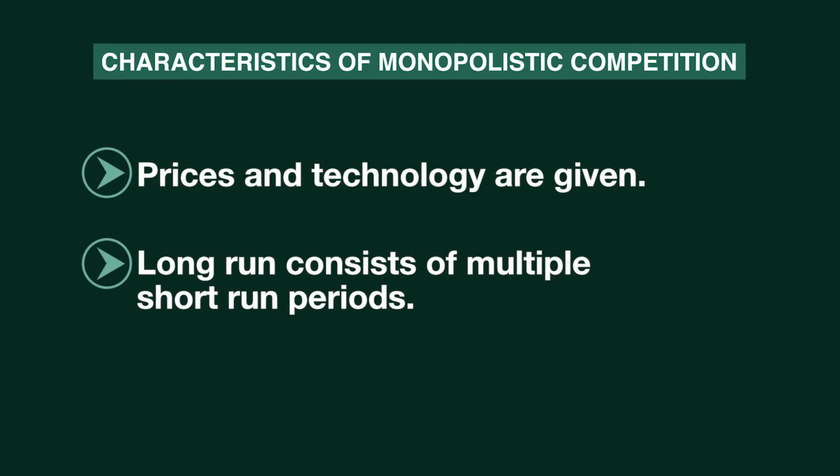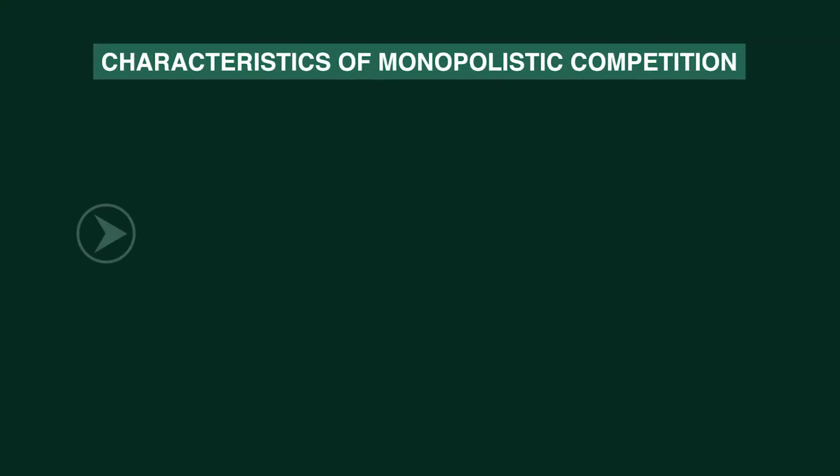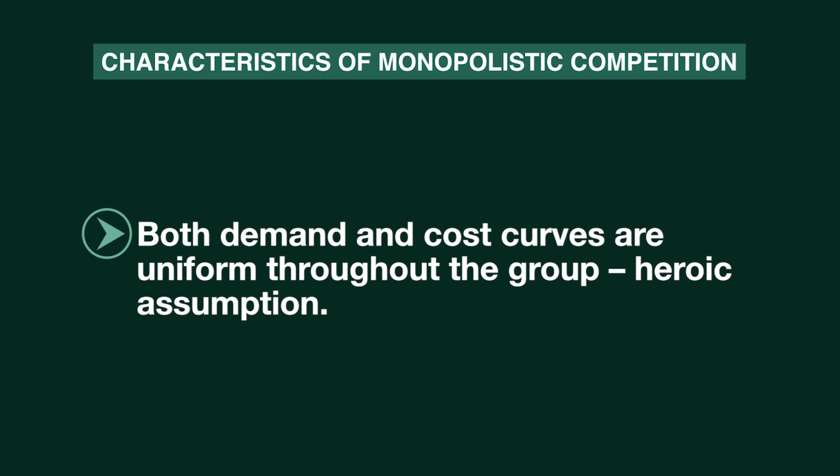And the long run consists of multiple short runs because, in the long run, we just plan. Whenever I produce, it is in the short run. So this long run is essentially an amalgamation of all short run possibilities. And both the demand and cost curves are uniform throughout the group. This is called a heroic assumption.